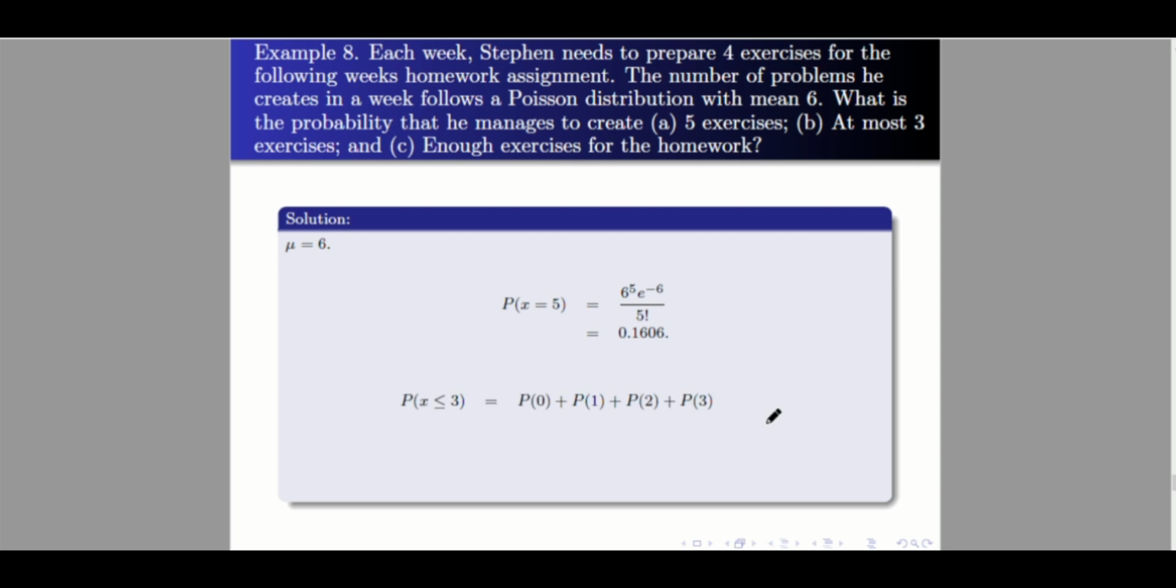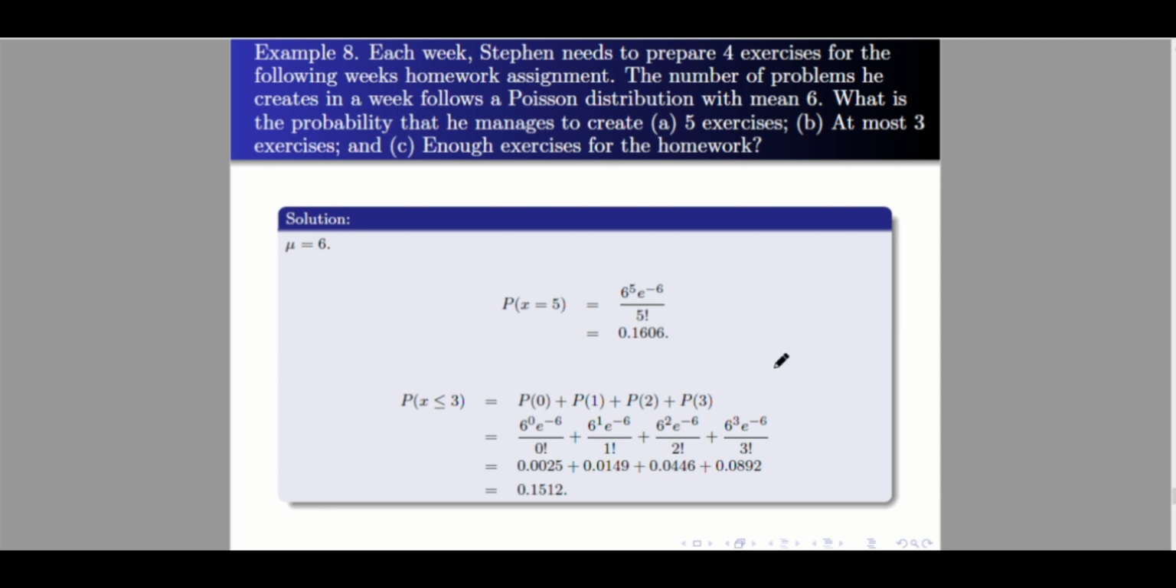Next, at most 3. So we have P0, P1, P2, P3. Substitute them in the formula. Use your calculator, and the answer is 0.1512. Okay, so there is a small chance again that Stephen will create at most 3 exercises. Now, what if we have enough exercises?